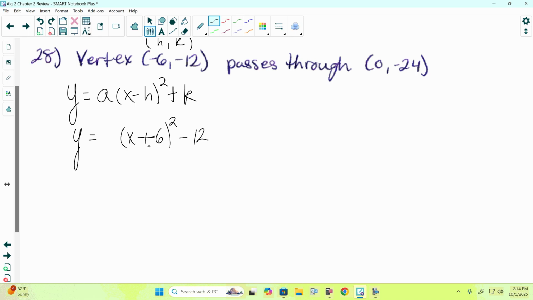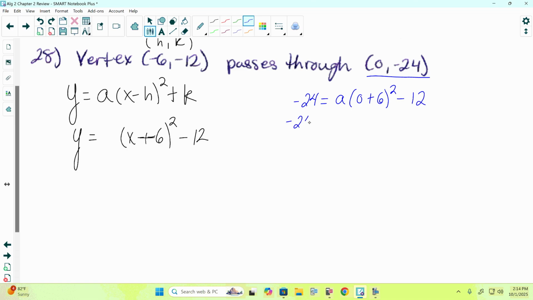So plugging those two values in, we have almost the entire equation. We're just missing the value of a. Now to find a, we're going to take this point 0, negative 24. We're going to plug negative 24 in for y, 0 in for x, and then simplify.